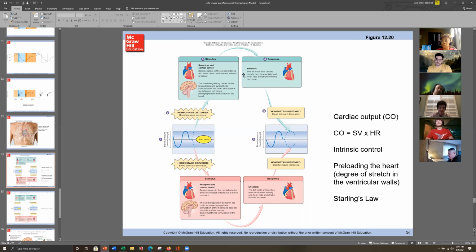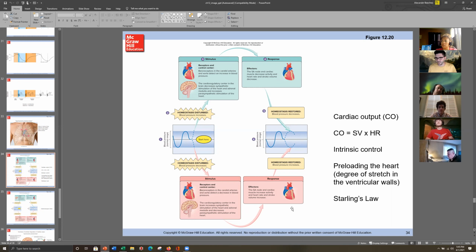We end up releasing neurotransmitters like acetylcholine onto the heart muscle, which, as you guys remember, was the neurotransmitter that caused an excitatory response in skeletal muscle. But remember, in cardiac muscle, it actually has the opposite effect. It causes a decrease in the activity of cardiac muscle. So cardiac output will go down.